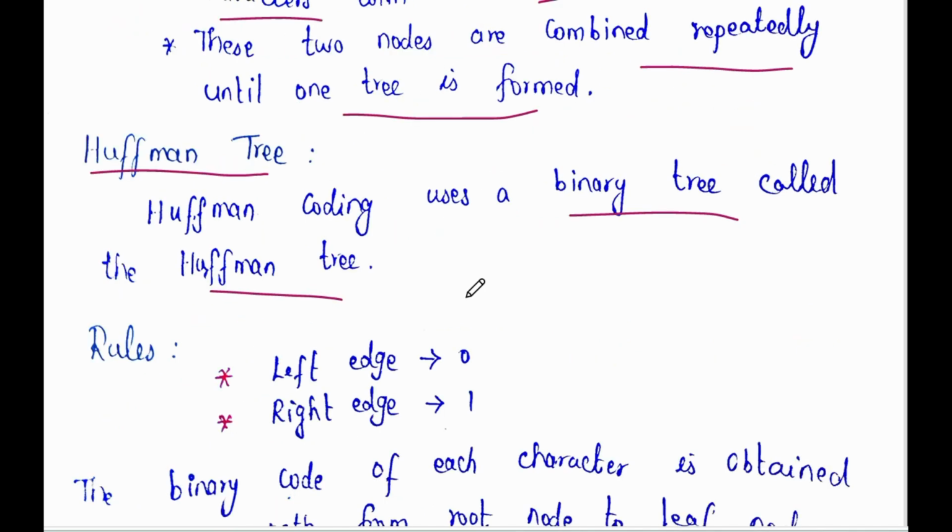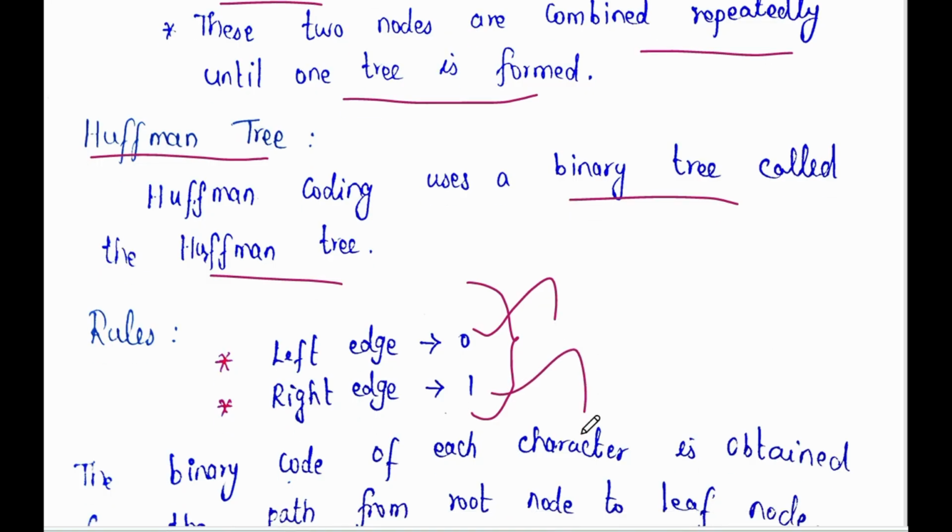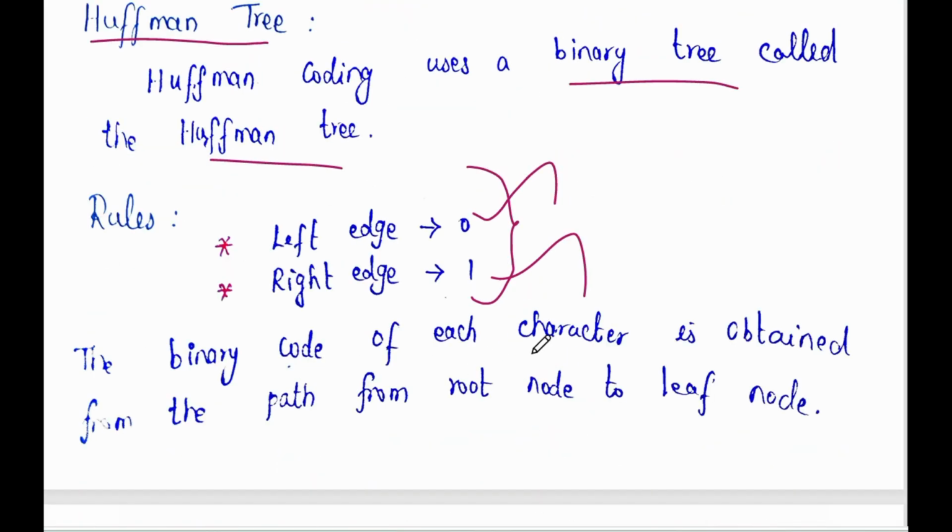Okay, here one rule is there. We put the value 0 on the left edge of the tree and 1 on the right edge of the tree. The binary code of each character is obtained from the path from the root node to the leaf node. The path from the root node to the leaf node makes the binary code for the particular character.